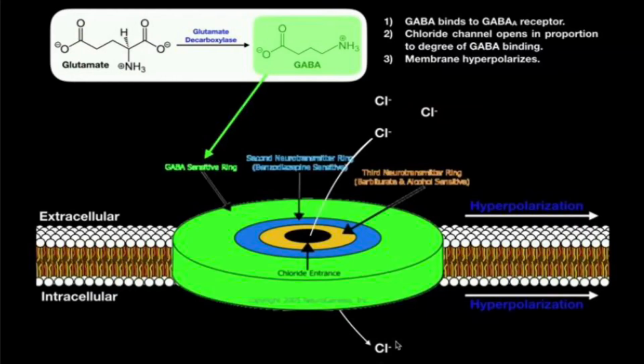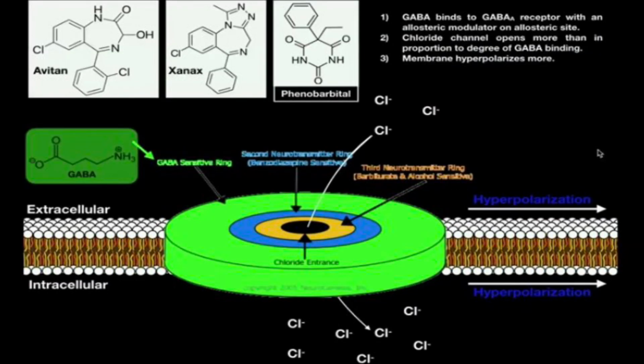So, the reaction between GABA and benzodiazepine starts in the left corner with glutamate decarboxylating and creating GABA. GABA then binds to the green circle, which is the GABA receptor, which opens up the inner channel, the black circle in the center. This inner channel creates a space for chloride ions to flow through.